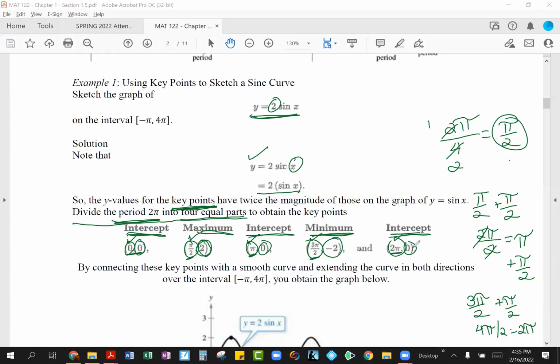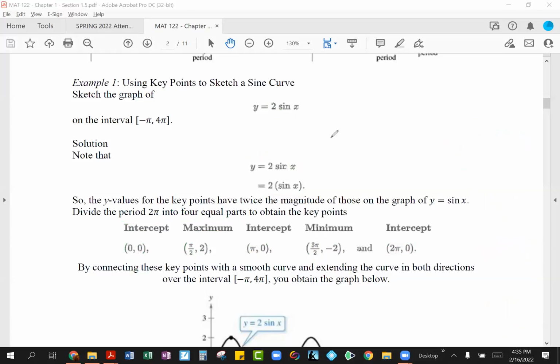So you can see now, once we get all of these ordered pairs, we can go ahead and graph our function. Before I show you the graph, just to show you what this would look like, here's our 0, pi halves, pi, 3 pi halves, and 2 pi. At 0, we're still at the origin. At pi halves, you're going to be at 2. At pi, we're back at 0. At 3 pi halves, we're going to be at negative 2. And at 2 pi, we're back to 0.